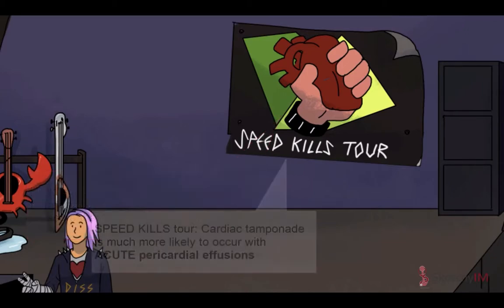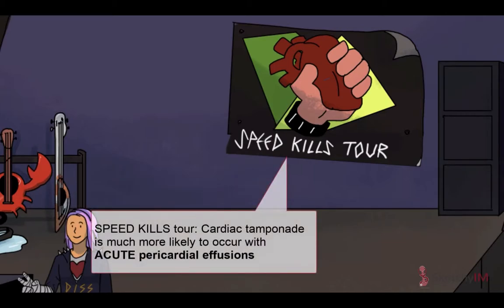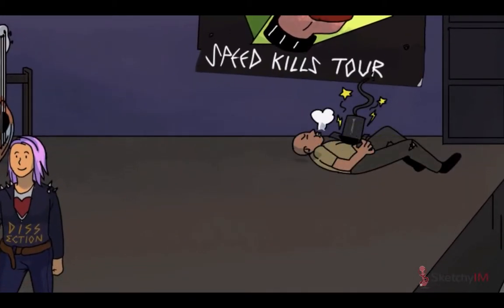So metal. As we mentioned earlier, cardiac tamponade is much more likely to occur with acute pericardial effusions in contrast to subacute or chronic ones, because the pericardial sac doesn't have the luxury of time to stretch and accommodate the extra fluid. Hence our recurring "speed kills" tour logo. Oof, watch out for that falling stage light, dude. That's not metal, that's just dangerous. Let this downed crew guy be a lesson to you all.